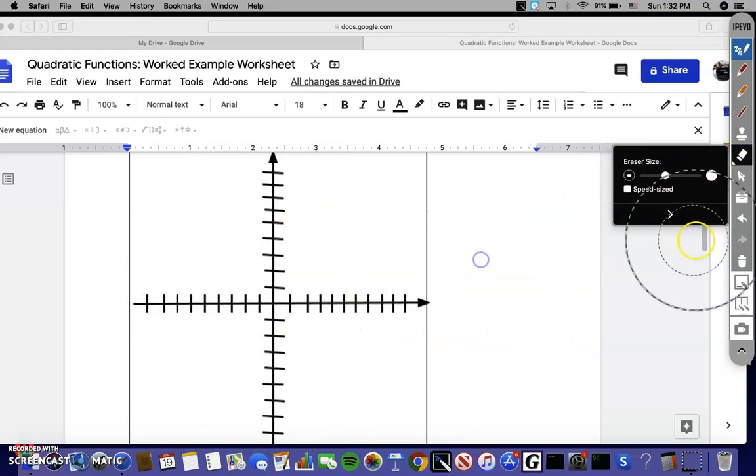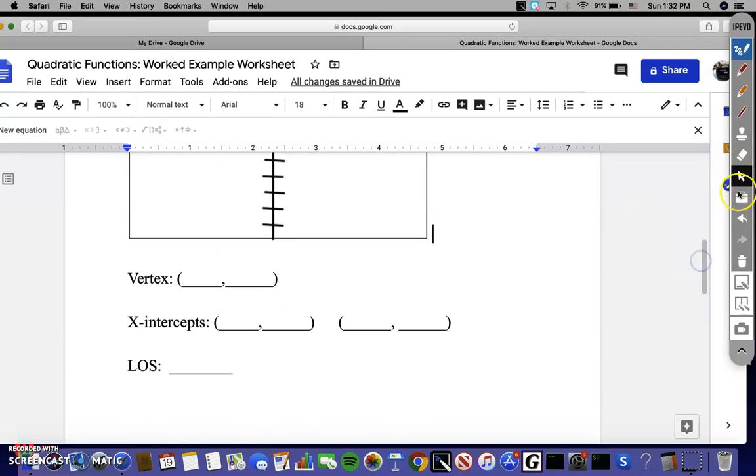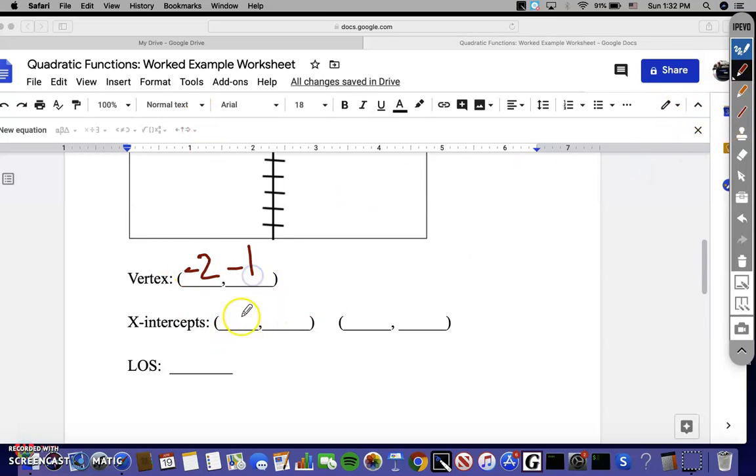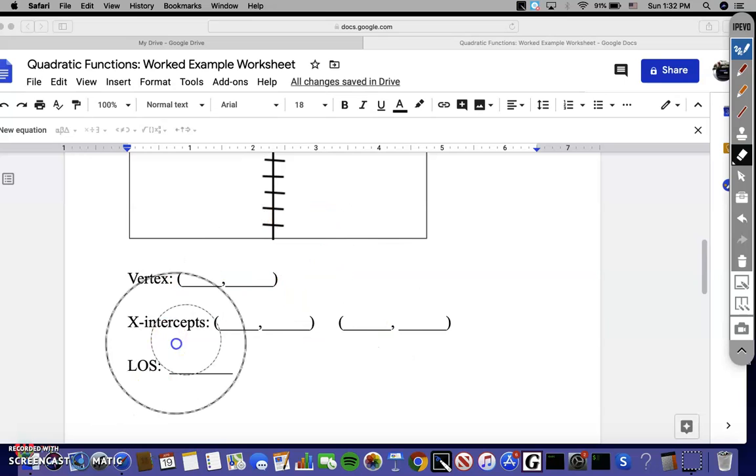Alright, so now let's go to the next problem, and I'm going to state here that our vertex was negative 2, negative 1. Our x-intercepts were negative 1, 0, and negative 3, 0. And our line of symmetry, or LOS, was negative 2. Okay? So that's how you would graph the parabola given an equation.